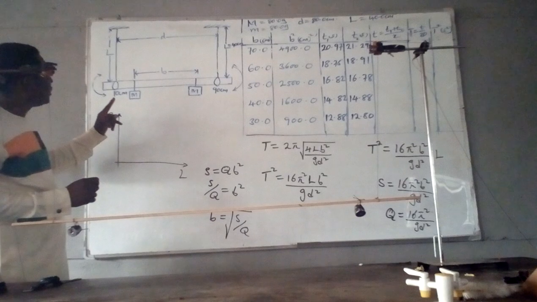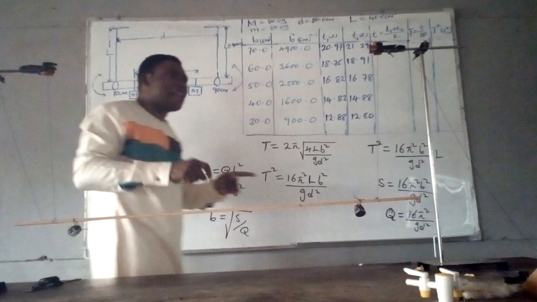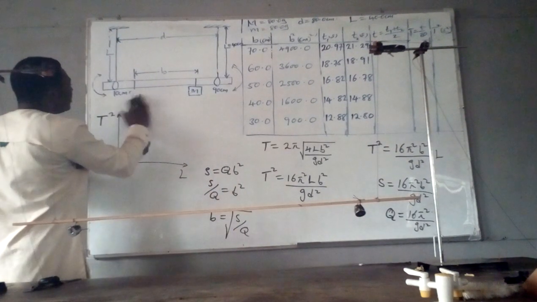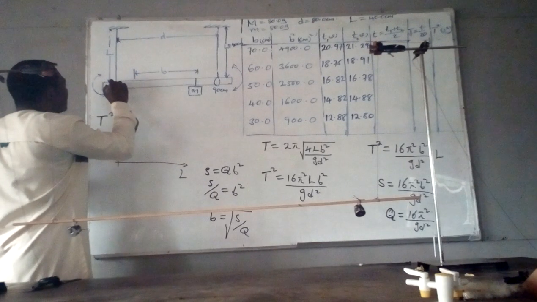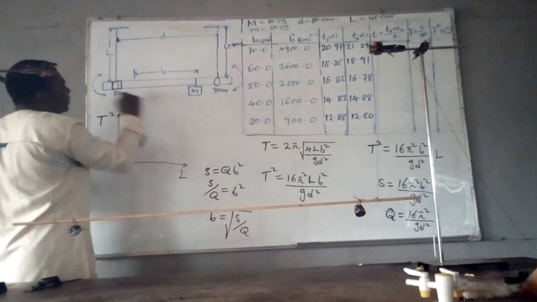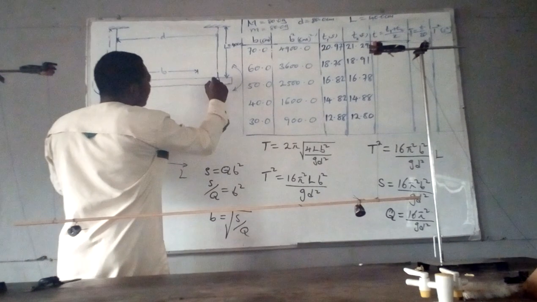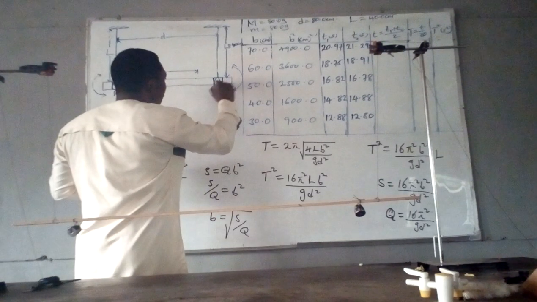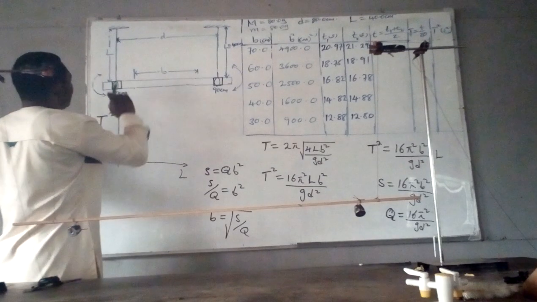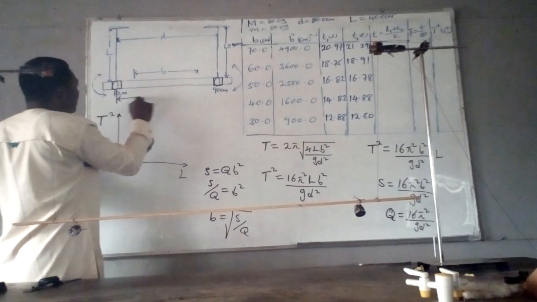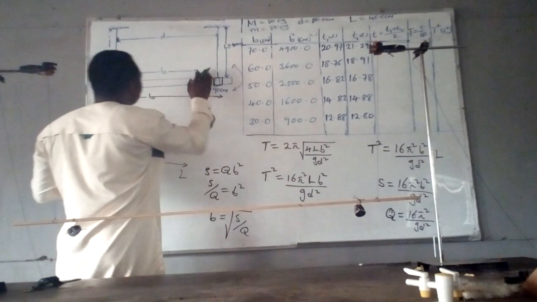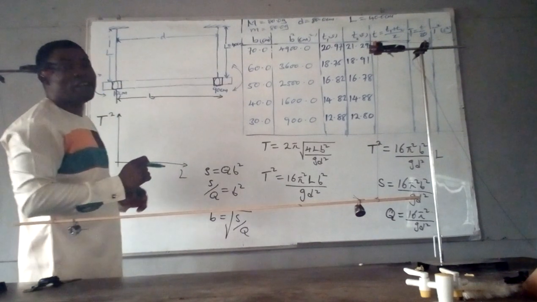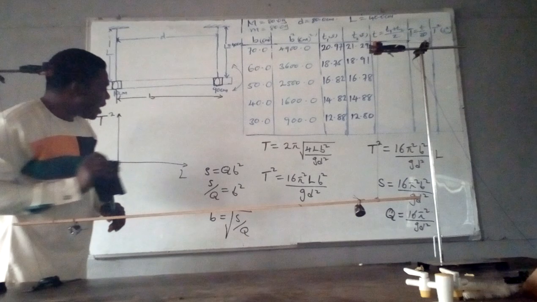The second possibility is having the masses exactly at the point where you have the thread. Meaning that the second possibility is if the masses are also placed here, the same point where you have the thread. Maybe you use the thread to hold the masses. So if that is the case, it means that the distance B between the masses is the same as the distance D between the threads, okay?